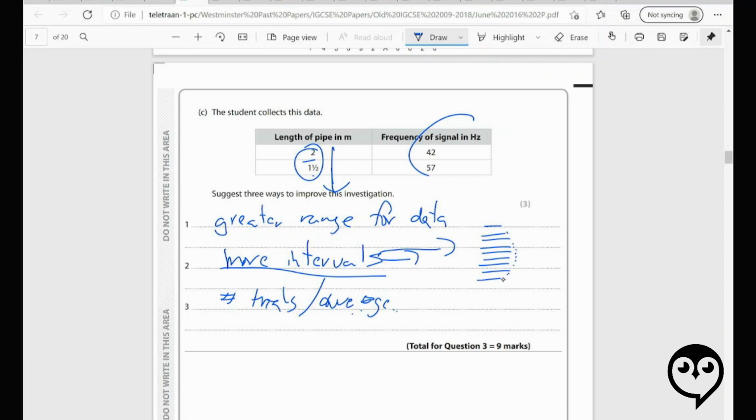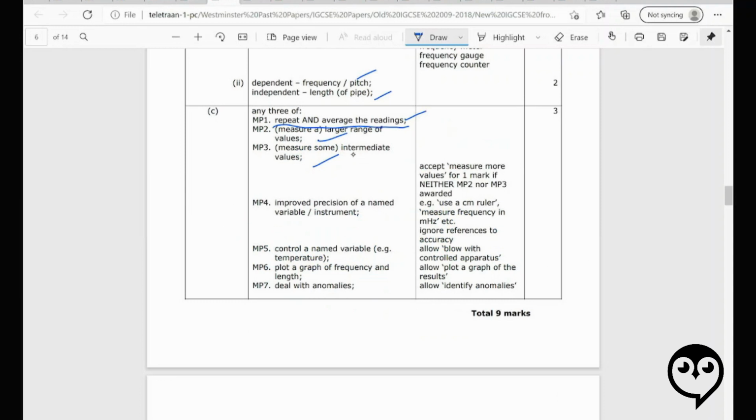More interdivisional steps there between the highest and the lowest. That's what I mean by that. So they've said intermediate values. That's probably better. Okay. Yeah, improved precision from the measuring devices. Yeah. Okay. Add in a control variable. Temperature. Yeah. Okay. Plot a graph of frequency and length.